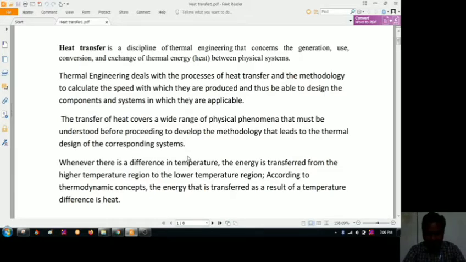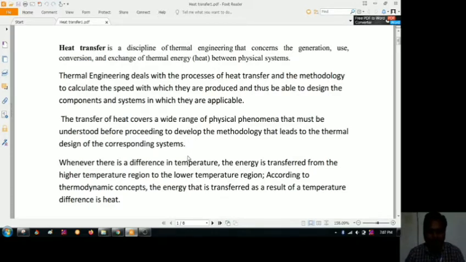Whenever there is a difference in temperature, energy transfers from the higher temperature region to the lower temperature region. According to the thermodynamic concept, the energy that is transferred as a result of temperature difference is heat. So here we are giving the heat transfer definition. It is a branch of thermal engineering concerned with various aspects: generation, use, conversion, and exchange of thermal energy. This is one of the active problems associated with various thermal effects.